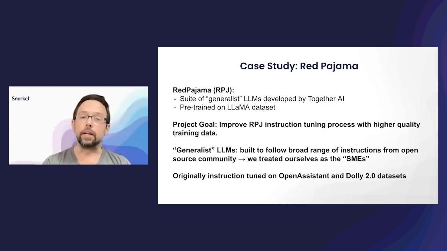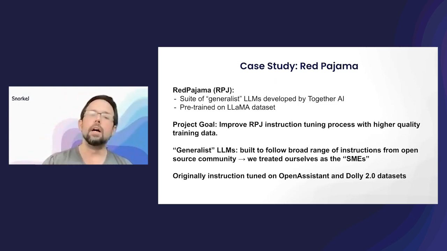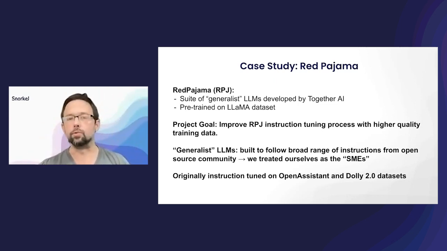And the goal of the project was to help Together improve its instruction tuning process with higher quality data sets. The original data sets came from 2 sources. One was the Open Assistant data set generated by a volunteer-led effort. I won't get into a lot of details, but there were instructions and responses that volunteers were able to contribute, tasks they thought would be good for a large language model to be able to solve for, as well as responses. They would sometimes rank these responses as well.